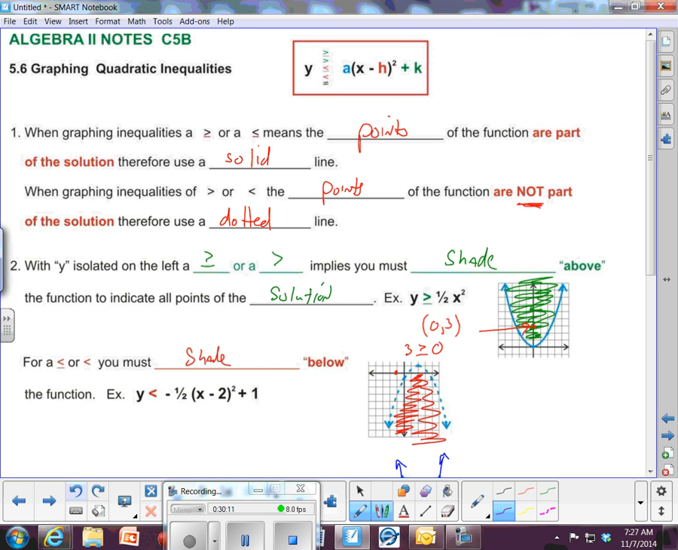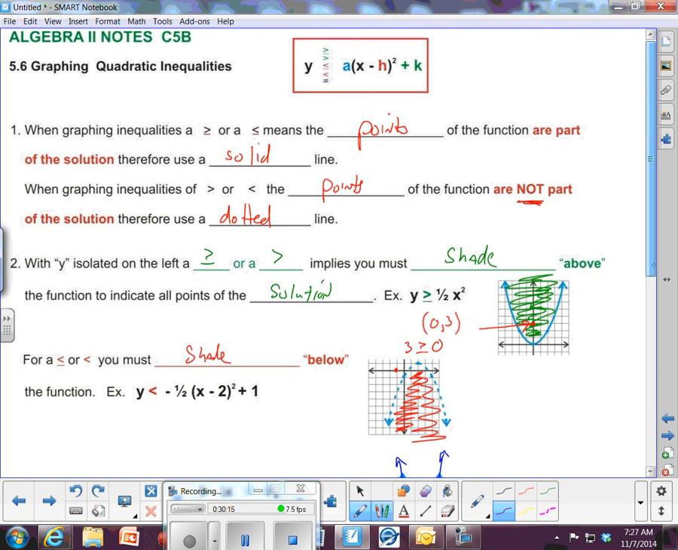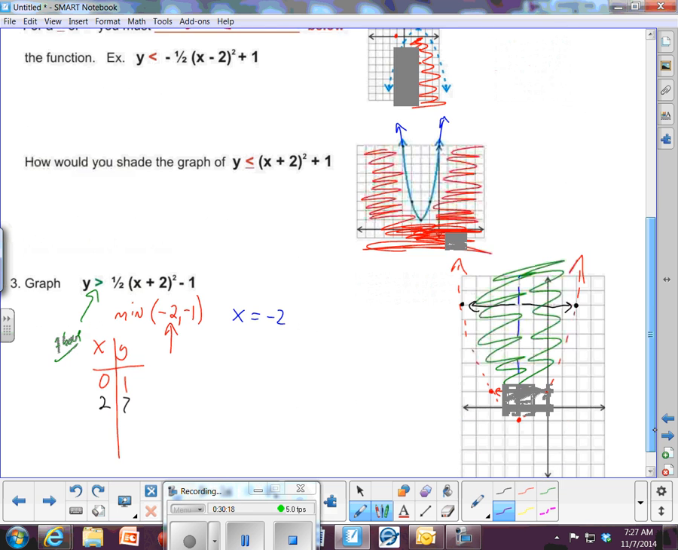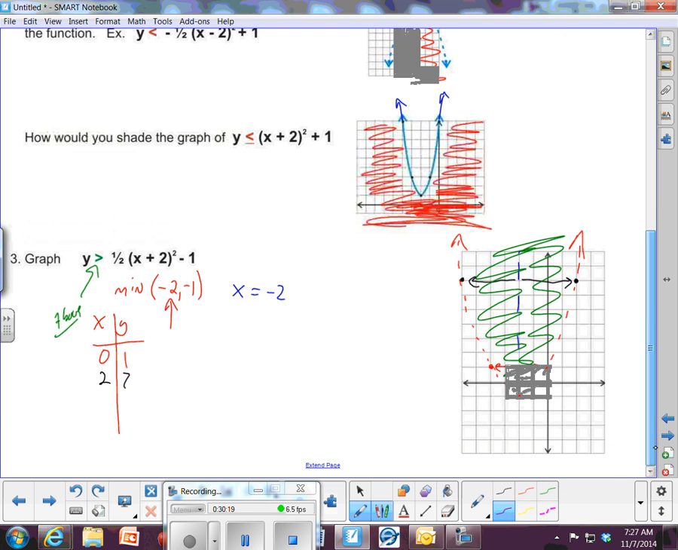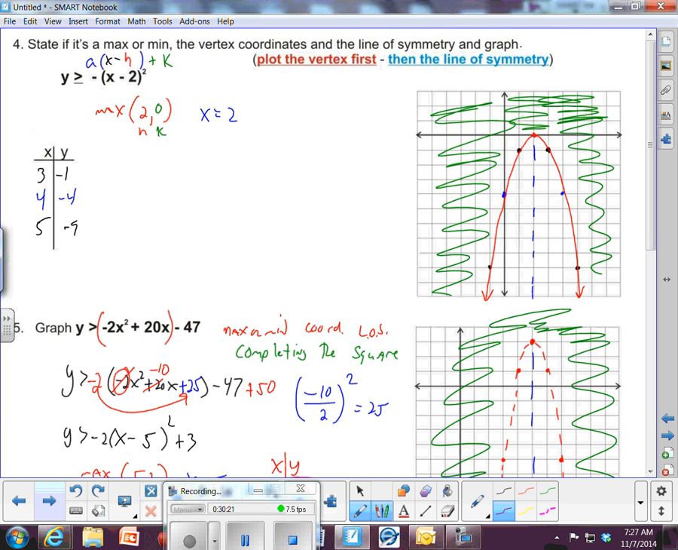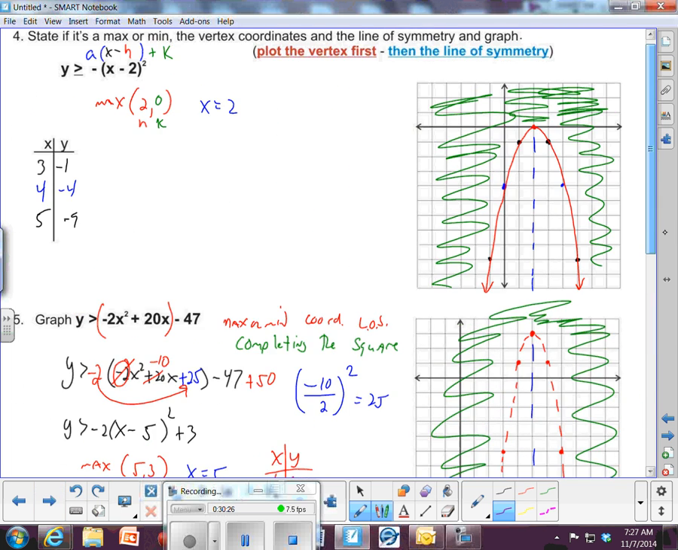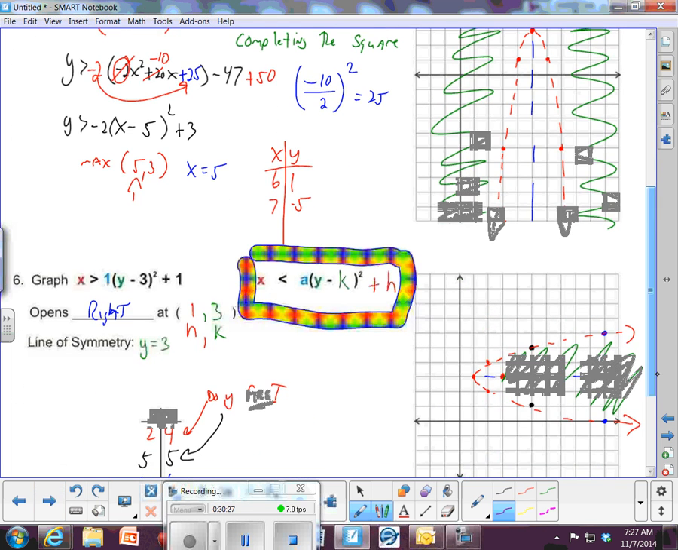All right, remember, so you got to do solid line or dotted line, right? You've got to shade above or below. Figure out the max or min point first, line of symmetry, and then go ahead and shade. Could be in, could be out, above or below, and that's the lesson.